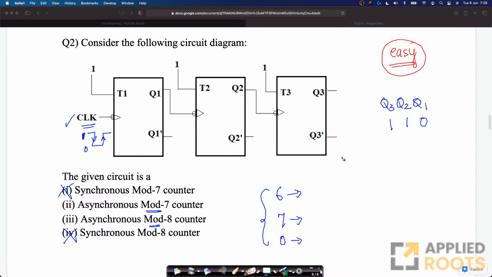Okay, so Q3, Q2, Q1, I will just write it as Q1, Q2, Q3, because these flip-flops are ordered like that. I want to avoid silly mistakes. So this is a 0, 1, 1, right? So now let's see what happens.